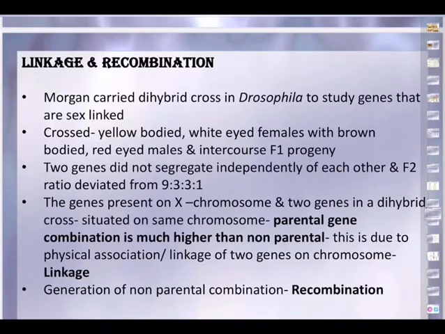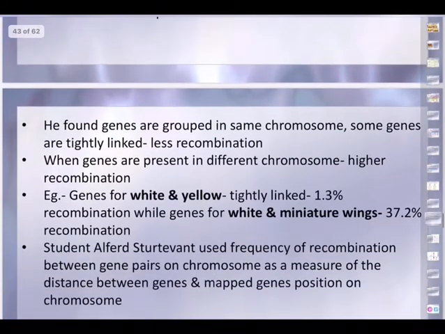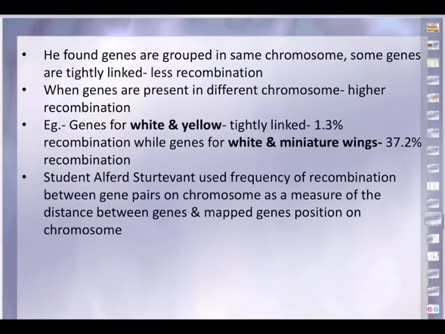So the genes present on X chromosome, the two genes in a dihybrid cross situated on the same chromosome, the parental gene combination is much higher than non-parental. So new ones are fewer than the parental combination. This is due to physical association or physical proximity or linkage of two genes on a chromosome. This effect is called linkage. Generation of non-parental combination is due to recombination of genes. They combine in a different way.